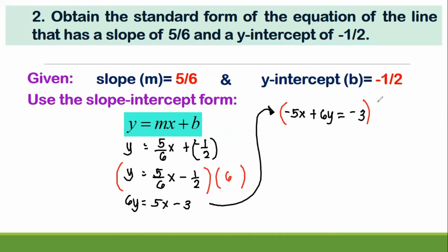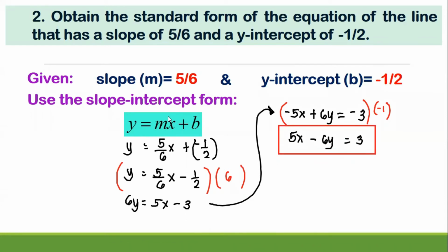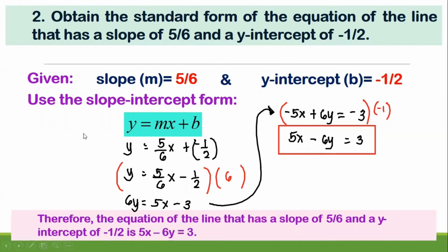So we have, that will become negative 1 times all of this. That will become 5x. Negative 1 times positive 6y equals negative 6y, and negative 1 times negative 3 is of course positive 3. So there you have it. Let me box the final answer. And of course, don't forget to write down the conclusion. Therefore, the equation of the line that has a slope of 5/6 and a y-intercept of negative 1/2 is 5x minus 6y equals 3. That's it.